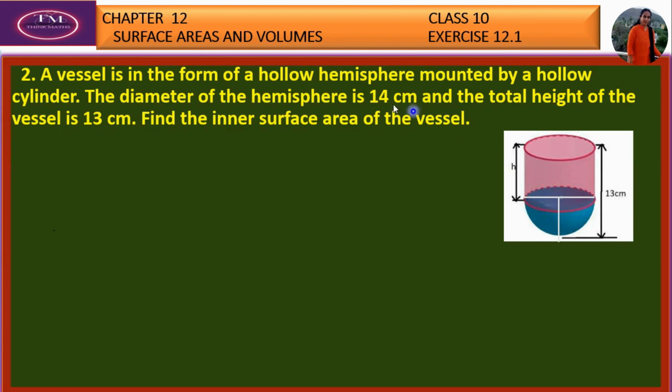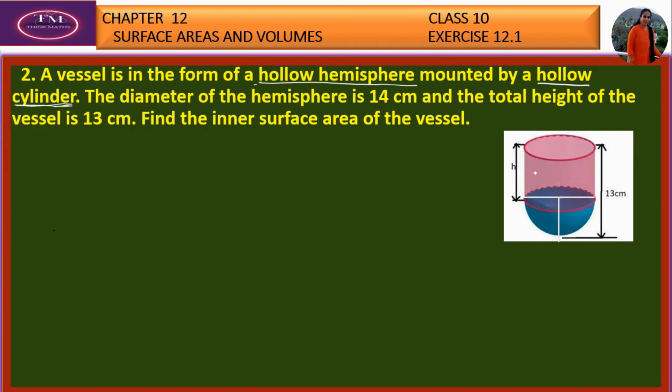So here there are two shapes. What are the two shapes? Hollow hemisphere and hollow cylinder. So the cylinder is open. So hollow cylinder and hollow hemisphere. So in the hemisphere, a cylinder is mounted. Okay. So hemisphere is in the base and on top we have kept the hollow cylinder.